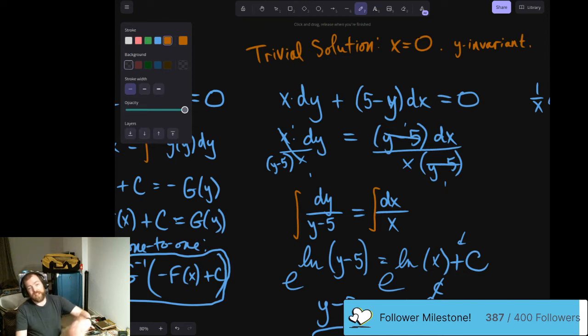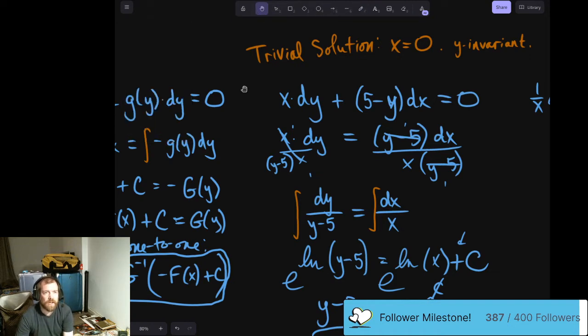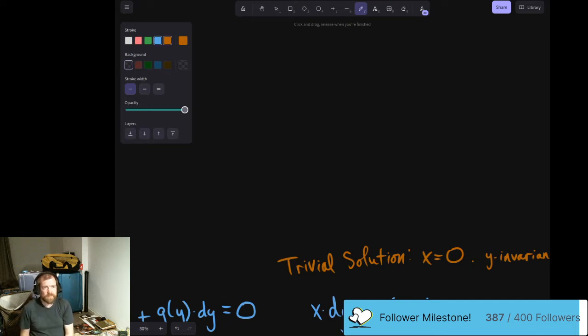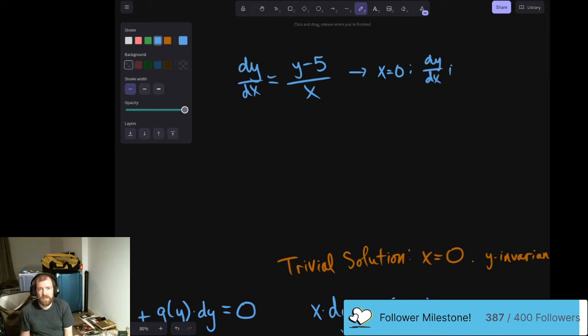So if it were given to you in a different form, like dy dx is equal to y minus 5 over x, then we would actually have a different kind of equation that we'd be working with. Right, it's very close. It's related, but in this particular case, we can say, okay, if x is equal to 0, then what we get here is that dy dx is undefined.